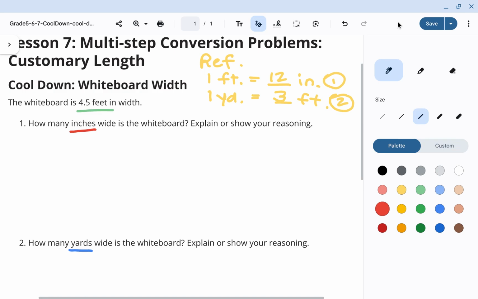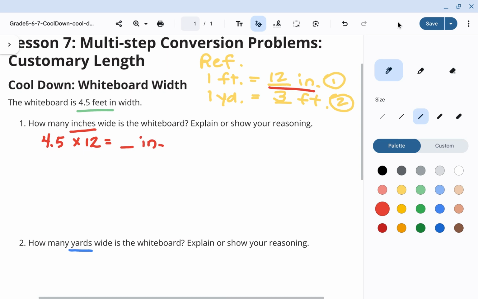So let's now jump into number 1. How many inches wide is the whiteboard? So if we have 4.5 or 4 5/10 feet, but we need to know how many inches that is, we are going to need to multiply by 12. This is going to tell us how many inches wide the whiteboard is, right?